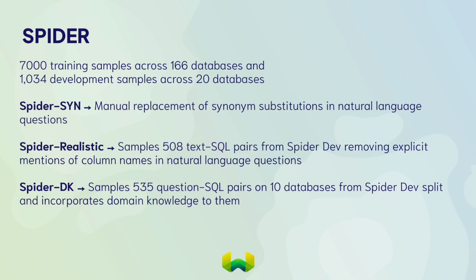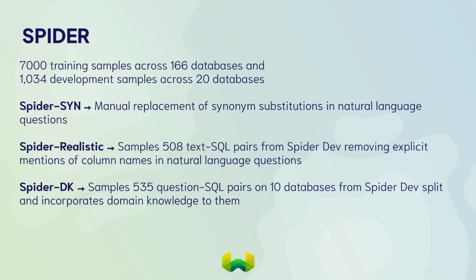So in this research of Text-to-SQL, the flagship data set has been Spider. Spider is the ImageNet of Text-to-SQL, the big data set for this research category. Spider contains 7,000 training samples across 166 databases and 1,034 development samples across 20 databases. So having examples of a database schema and then corresponding natural language to query translations based on that database table.